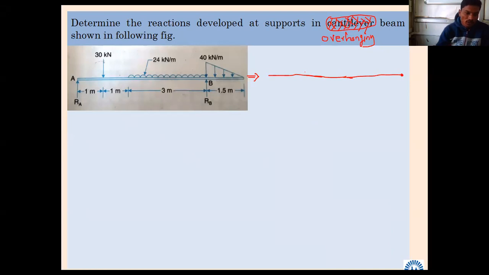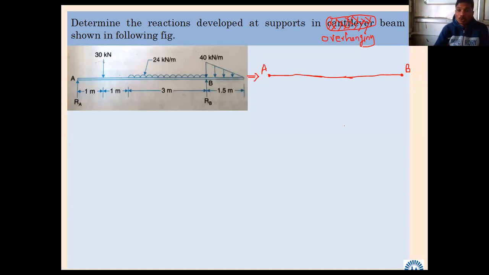I can't draw exactly horizontal, I will try. You imagine this, you can use a scale. For me it is very difficult to write. Okay, here it is point A, correct? Point A, and here it is point B.